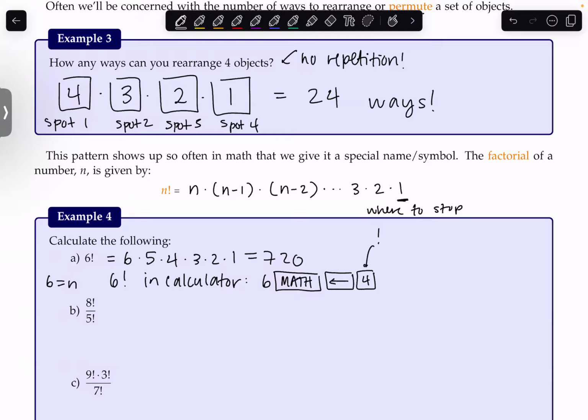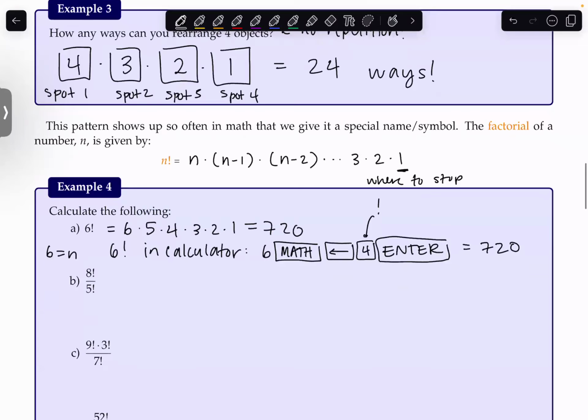Okay, and then to actually use it, you'll see on your screen 6 factorial will show up now after you clicked on the factorial button. And so you can press enter to get your result, and you should get back 720 here.